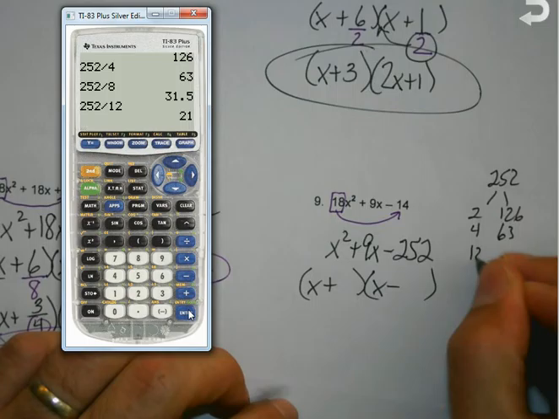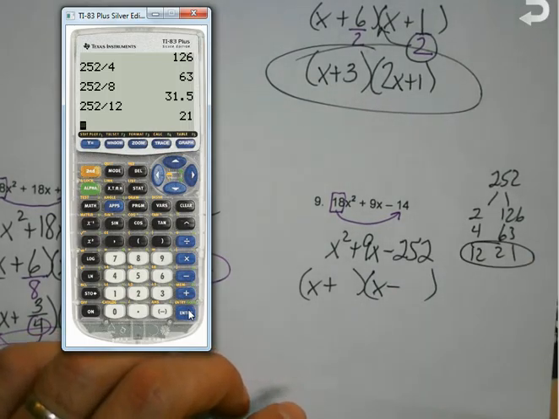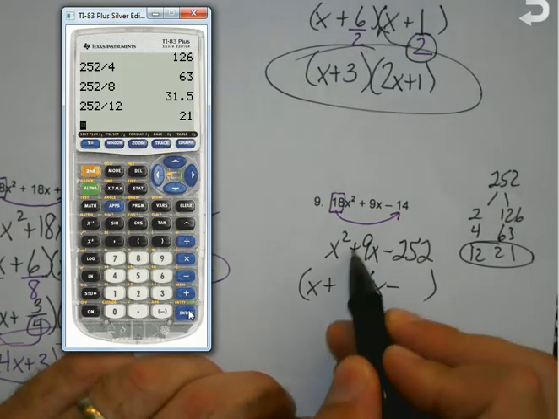12 and 21. Ooh, 12 and 21. 12 and 21 are 9 apart. Okay, I'm cool. Now, again, if you even went through and did like 4, 6, 8, 10, 12, that's still only going to take like 30 seconds, even if you have to do that. Positive number's the bigger one.